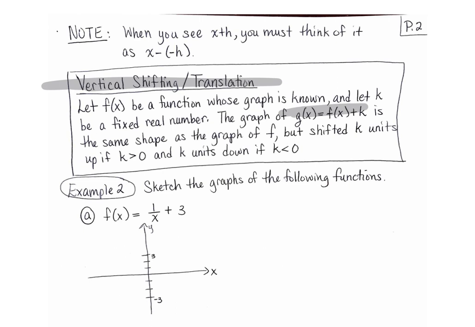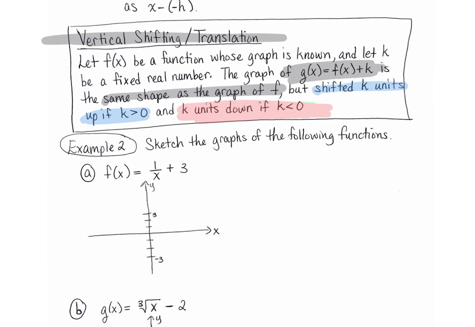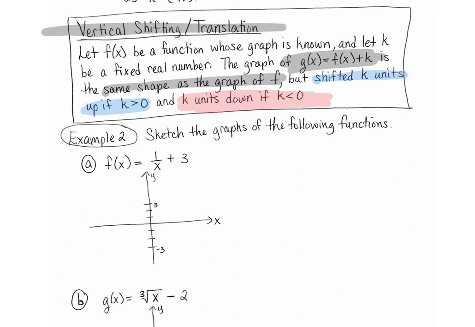And so you have g of x is equal to f of x plus k. It's the same shape as the graph of f. That's important. It's the same shape, but it's shifted k units up if k is greater than 0, and k units down if k is less than 0. Okay? So 1 over x.